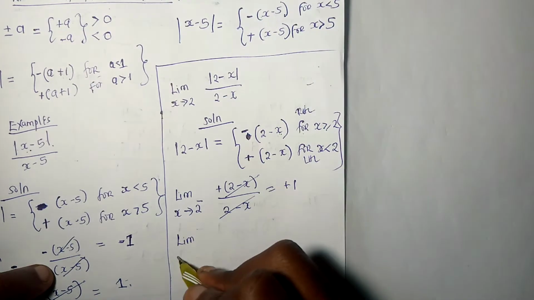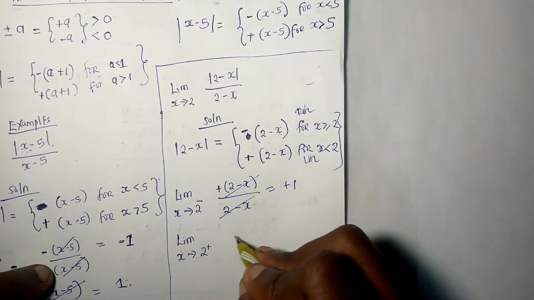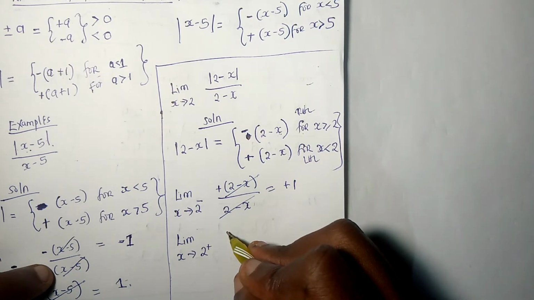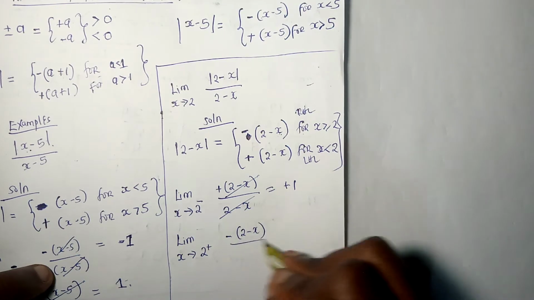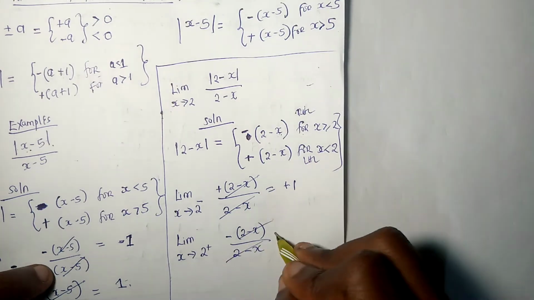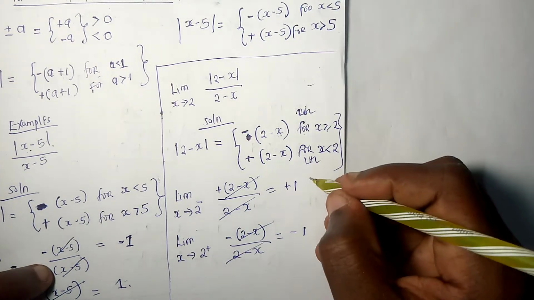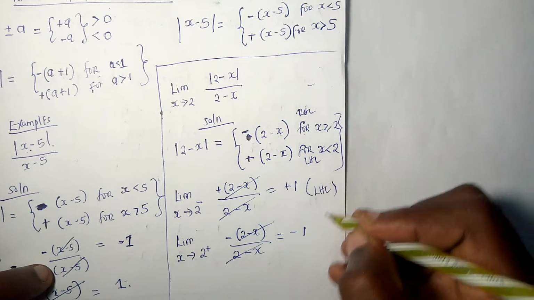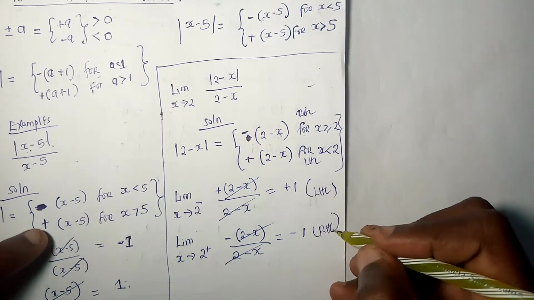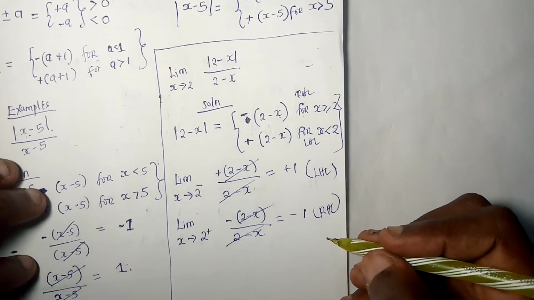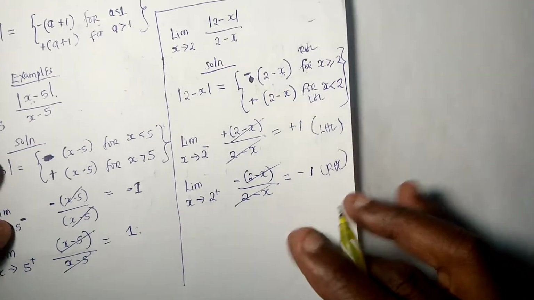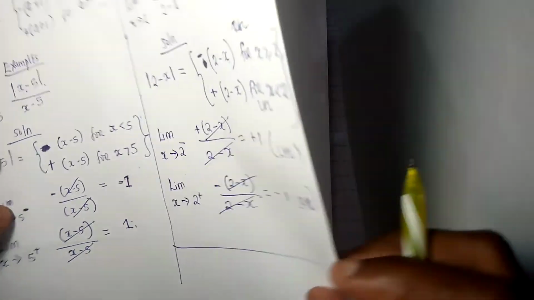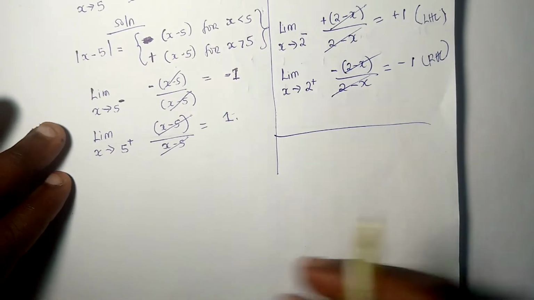And then the limit as x approaches 2 from the positive side. What do we get? We get here minus 2 minus x over 2 minus x. It cancels. We get minus 1. So this is the left hand limit. This is the right hand limit. All right. And since they are not equal, this one has no unique limit.